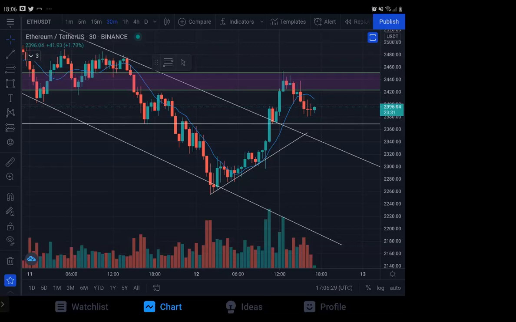So cryptocurrency gives more returns. Yeah, because of the volatility.